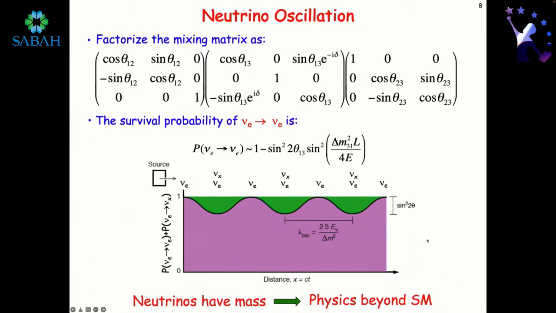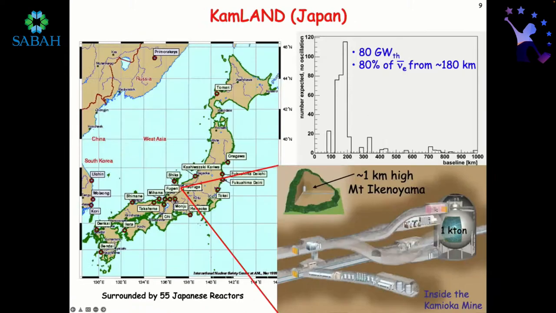So now let's look at some of the experiments studying neutrino oscillation using nuclear reactors. The first one is the KamLAND experiment done at the beginning of this millennium. In this experiment, we utilize 1 kiloton of liquid scintillator located about one kilometer underground in the Kamioka mine in Japan. Now, by a stroke of luck, this mine actually is surrounded by 55 Japanese nuclear reactors. Furthermore, if we look at the amount of anti-neutrinos coming from all these reactors, it turns out most of them are coming from about 180 kilometers from the detector.